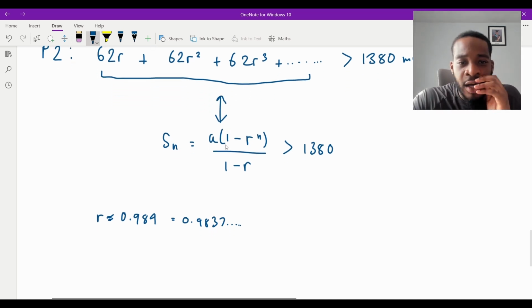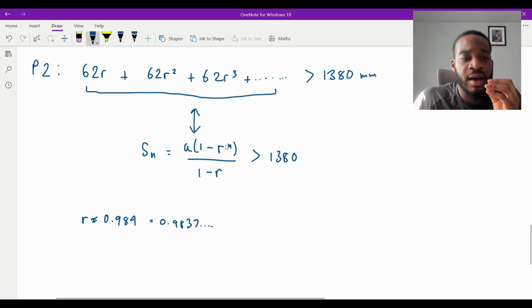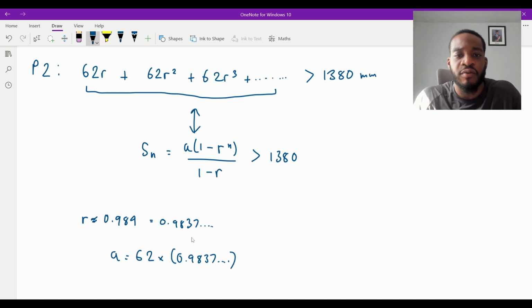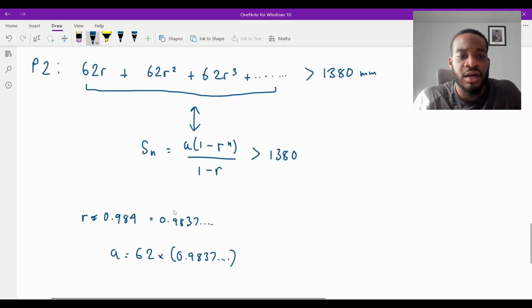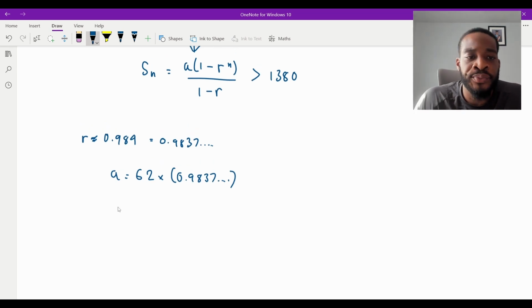Anyways, so what do we know? Well, remember, because we know what R is, we can figure out what A is, and then we can just plug it in. So I'm going to say then that A is going to equal 62 times R, and I'm going to use this one here, 0.9837, and so on. And then that way I can plug this into the formula. Remember, we're looking for N, the total hits in phase 2. So I'm going to say Sn is going to equal A, which is that number there.